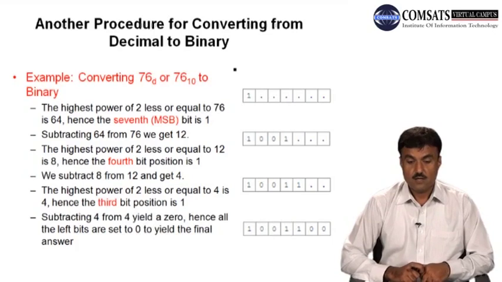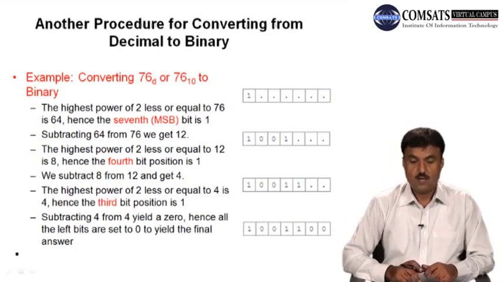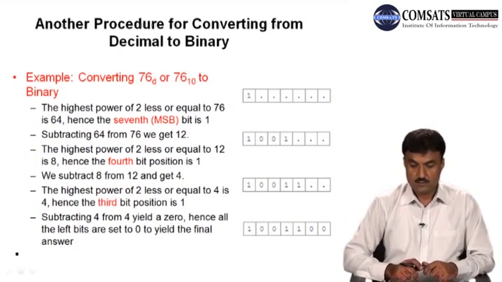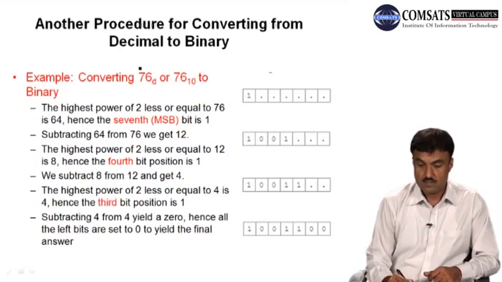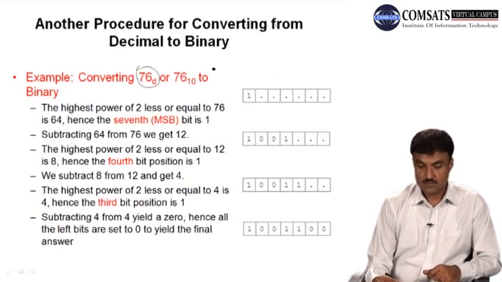Now, in this slide, we will see another example of converting a decimal number into the binary number system. Here we have the value 76, and we want to convert this decimal number into binary. So we have all these boxes.